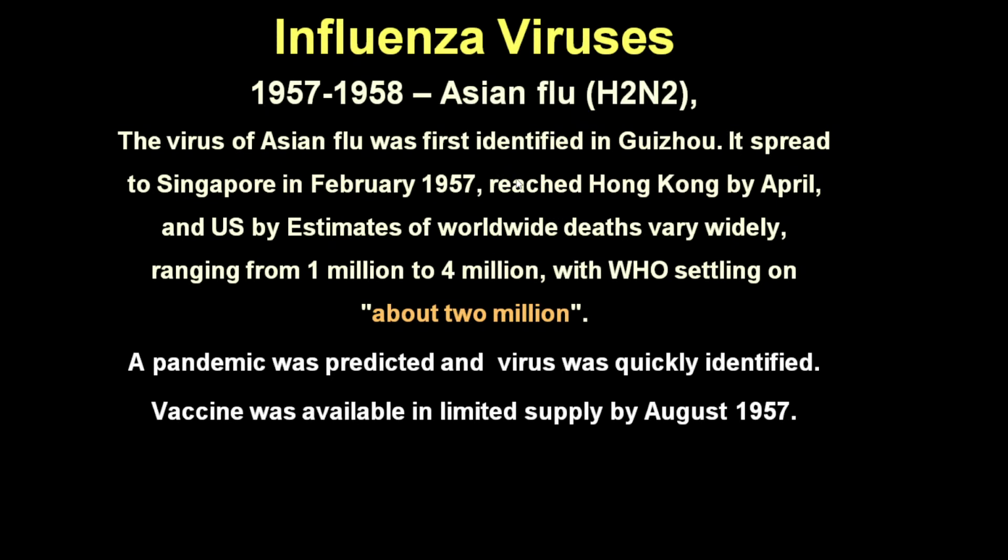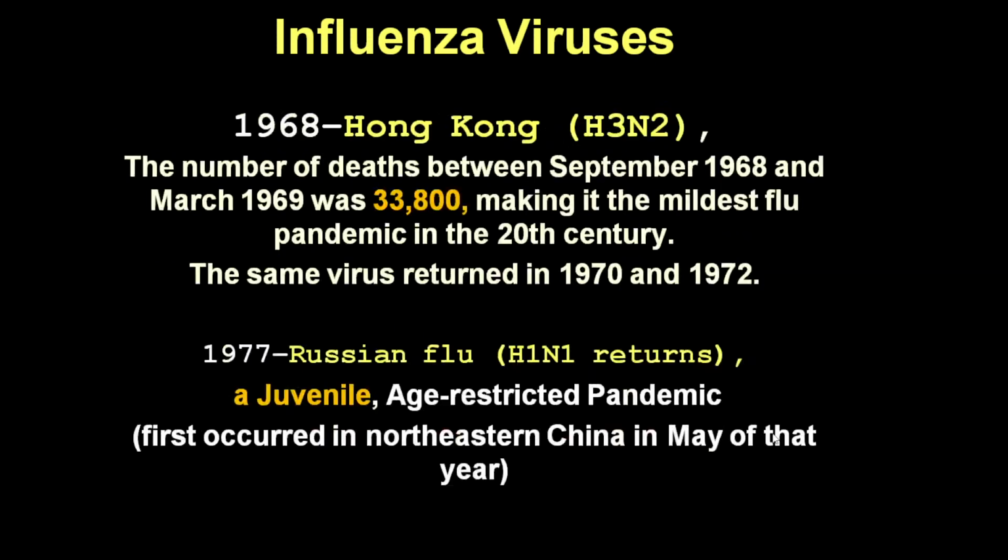First, this virus was identified in Guizhou. It spread to Singapore, Hong Kong, and then to the United States, with estimated worldwide deaths ranging from 1 million to 4 million. This pandemic was predicted because at that time it was already possible to monitor the appearance of new strains, and it was identified quite quickly. A vaccine against this infection was available in limited supply by August 1957. Then the next one occurred in 1968. It was Hong Kong flu, H3N2.